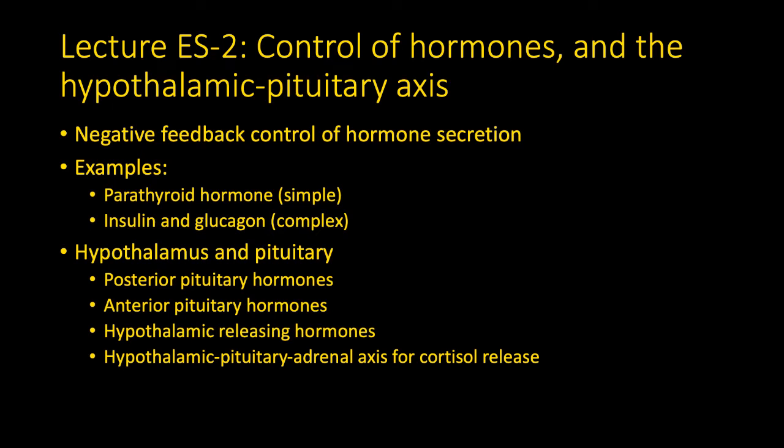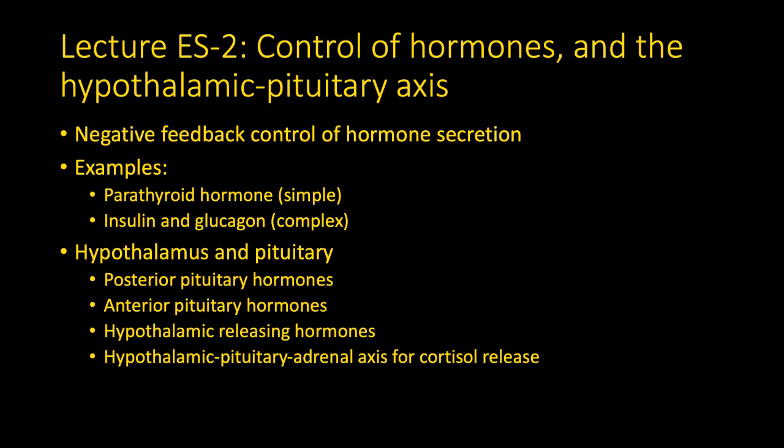Welcome to lecture ES-2. In this lecture, we're going to be talking about how hormonal secretion is controlled. We're going to be starting with just a very quick idea of negative feedback and how it is involved in hormone secretion. We'll then use three example systems. The first will be parathyroid hormone, which is a simple negative feedback system. We'll then talk about insulin and glucagon, which are a more complex interactive system.